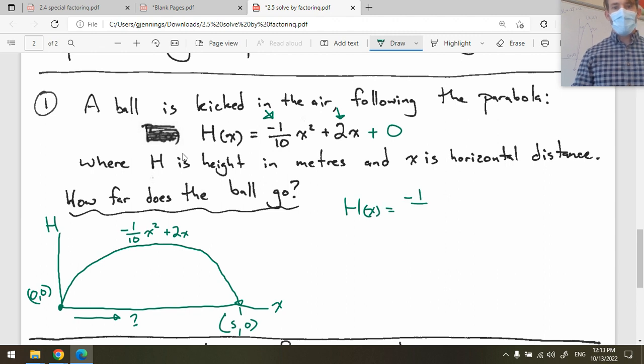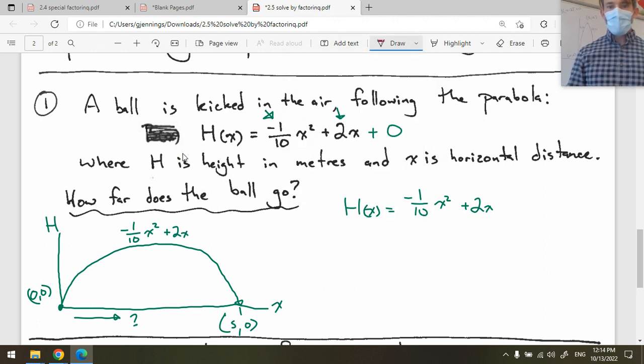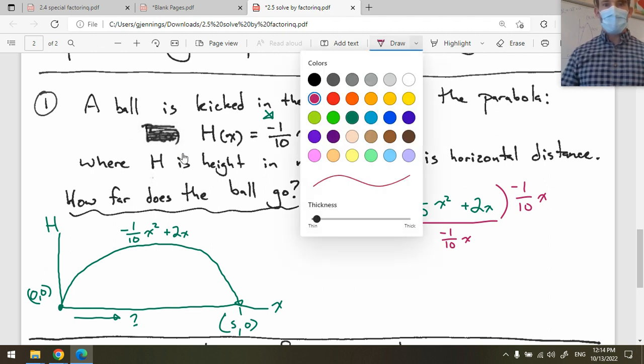h of x is equal to negative 1 over 10 x squared plus 2x. Now what I'm going to do here is factor this by taking out negative 1/10 x from both terms. So I am going to basically be multiplying by negative 1 over 10 x and dividing by negative 1 over 10 x to common factor out that negative 1/10 x. Okay. This will create this new equation.